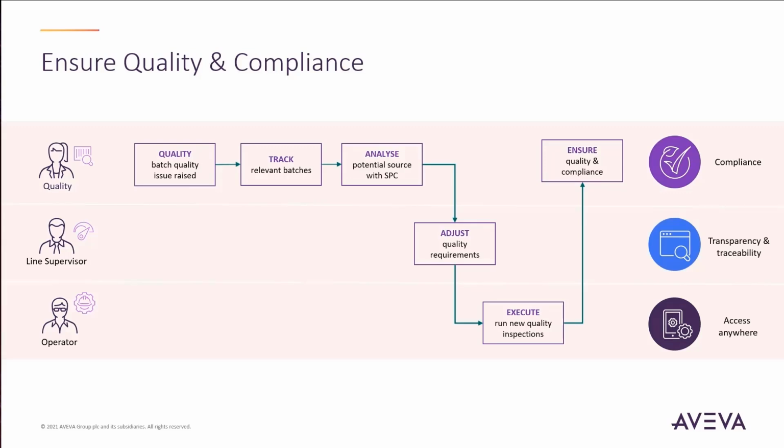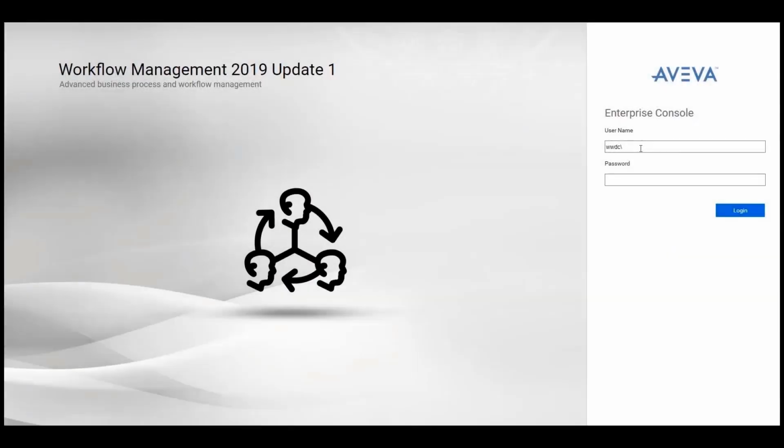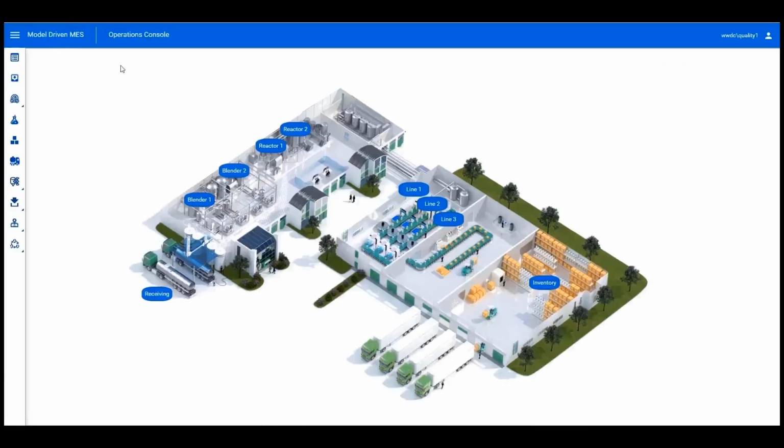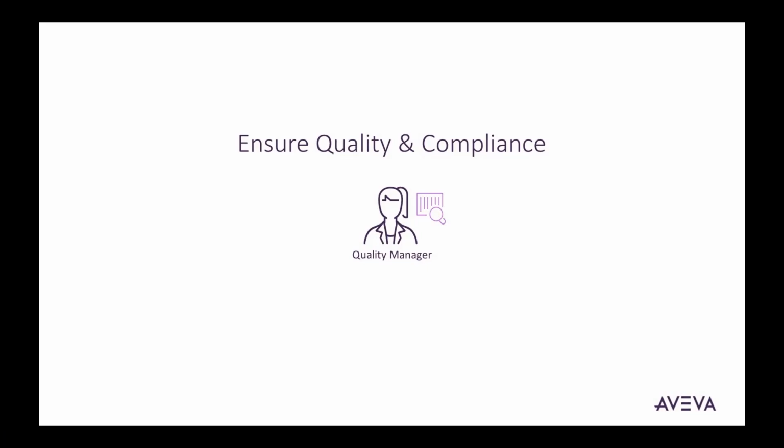The quality manager analyzes it and then requests action from the line supervisor. Then an operator executes the new requirements and the quality manager can see how the quality issue gets resolved. In this demo, we are going to look at how AVEVA MES is used to solve a quality compliance challenge.